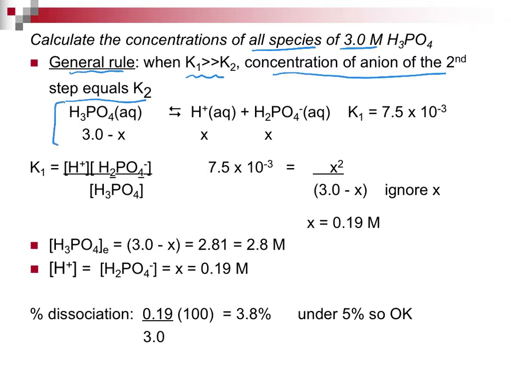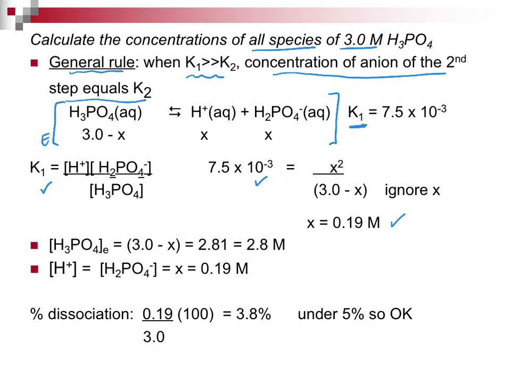Here is how we would normally write it out. I simply did not make an ice table. I'm hoping that you're at that point now where you know that this is the equilibrium line of the ice table. Here is the K for this process. Here is the K expression. Here is the setup of the math. And there is our value, 0.19 molar.